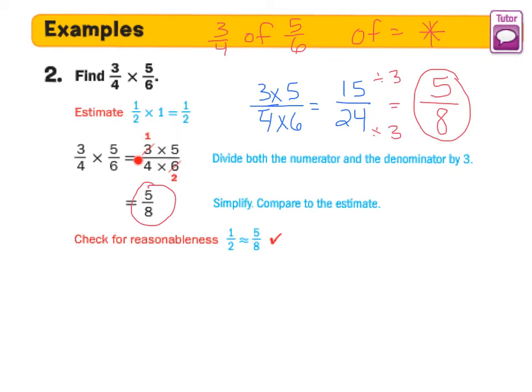What's nice about simplifying ahead of time is it hopefully gets us down to our final answer. We don't have to do the simplifying like we do over here. So let's give it a try.